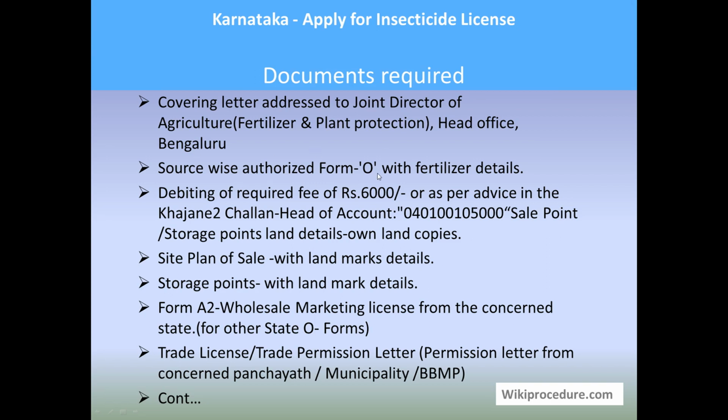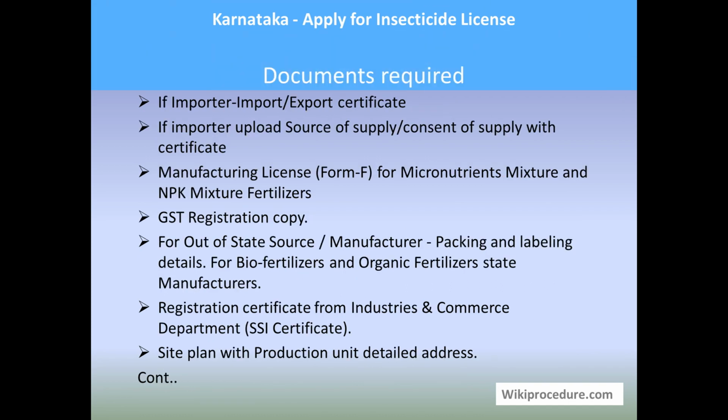Source wise authorized Form O with fertilizer detail. You can obtain it directly from the authorities. Depicting of required fees, rupees 6,000 or as per the advice from the Khazana, the Challan head. Challan, that is head of account number, will be given. Sale point or storage point, land details, owned land copies, site plan of sale with the landmark details, storage points with the landmark details of Form A2 for wholesale marketing license from the concerned state, trade license or trade permission letter from the respective panchayats, municipality or BBMP.